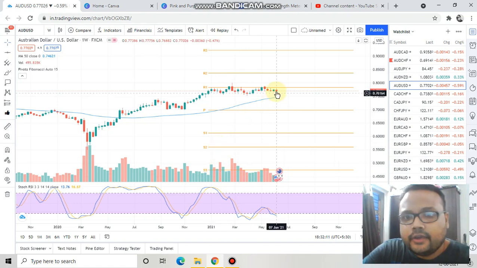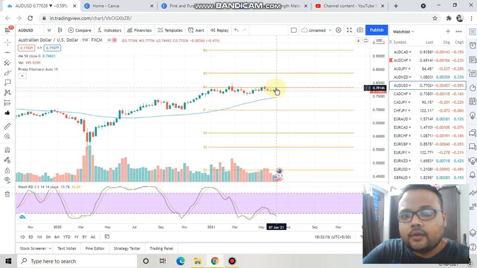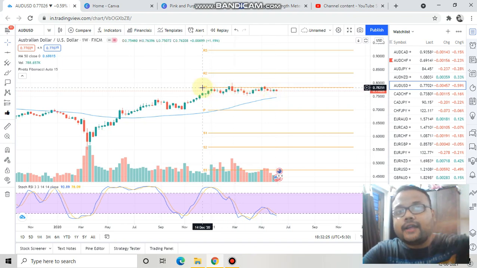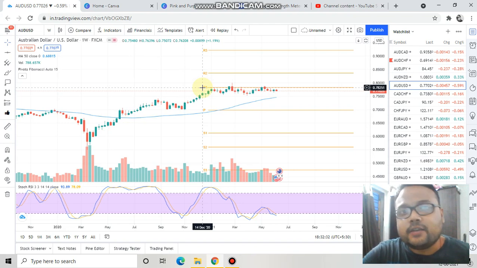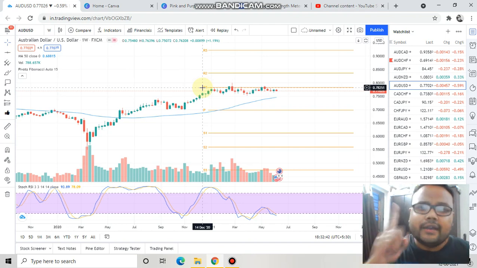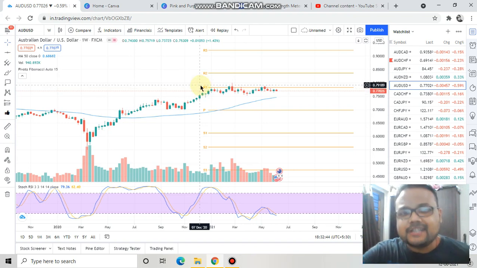You can see that right now the market is trading here, and on the weekly chart we have a resistance here, and the market has been trying to cross this resistance since the first week of January. Right now we are in June, and the market has been unable to cross this level since January. For more than 5 months AUD USD has been struggling to cross this level. Therefore we have one extremely important resistance on the weekly chart.